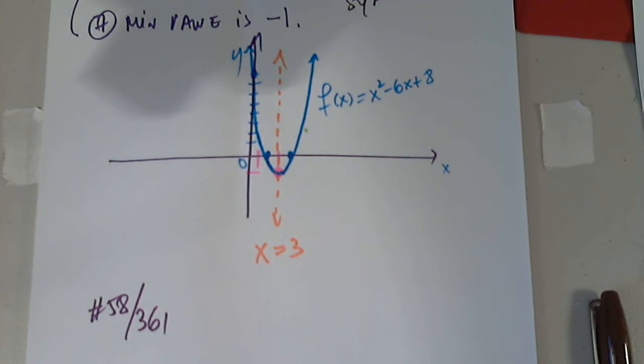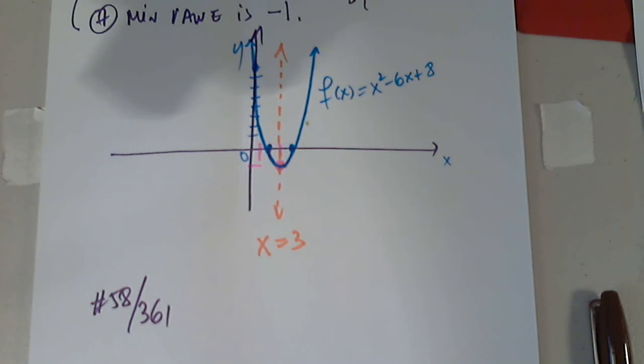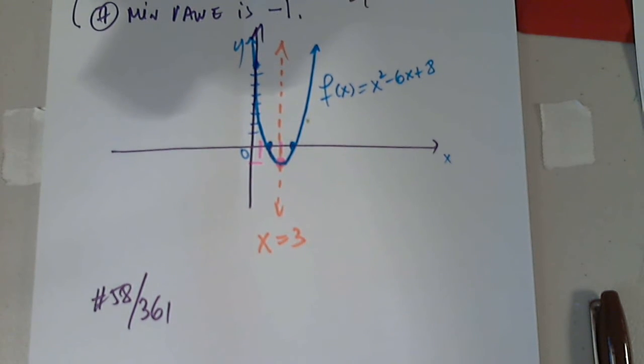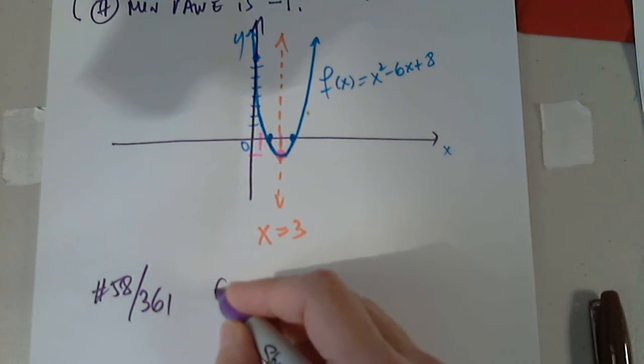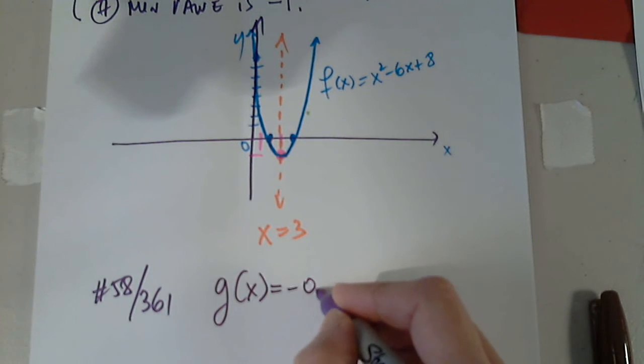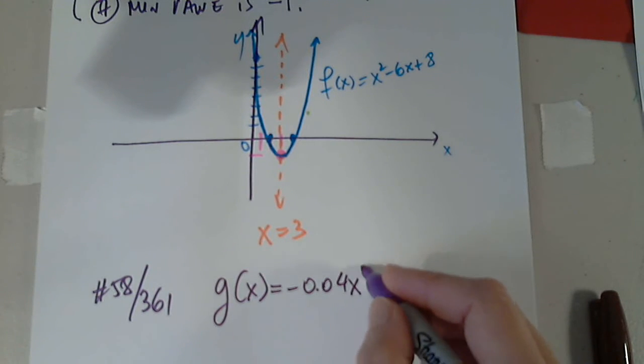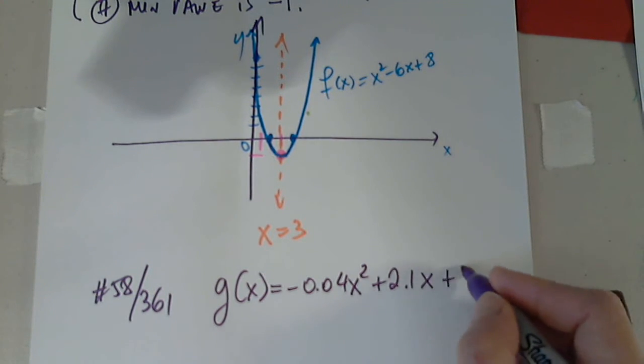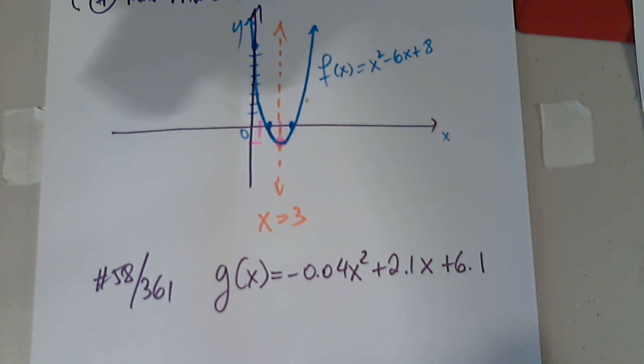And here is the problem. I'm trying to magnify it a little bit on my computer. Oh, perfect. Okay, it says, when the shot whose path is shown by the red graph, we don't need to look at that, on the previous page, is released at an angle such and such. We are given a function. G of x equals negative 0.04x squared plus 2.1x plus 6.1. X is the shot's distance.